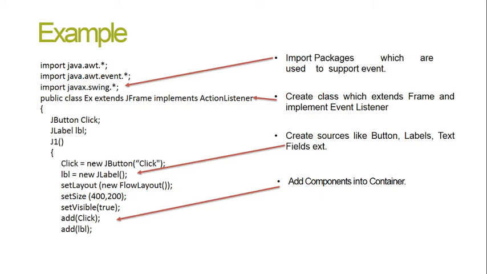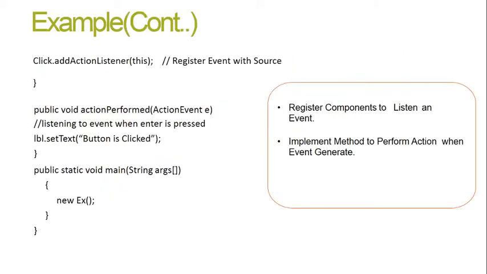Now the next step is you need to register your event with the source. Now what is your source? My source is nothing but a button. So click is nothing but, what is click? It is the object of the JButton class. So with this object I am registering my event by calling this method addActionListener. So now add this action listener with this button.